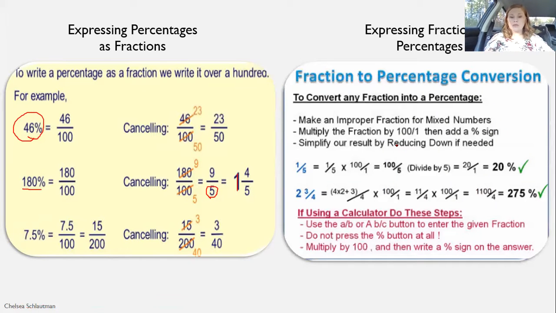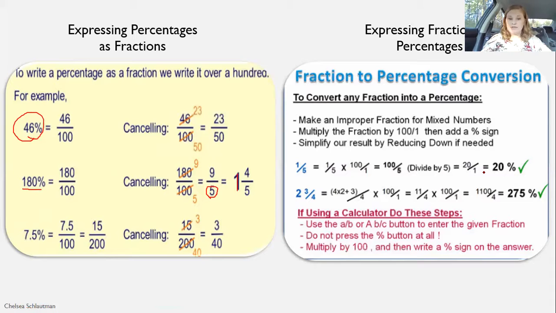And now we're going to do expressing fractions as a percent. This one is similar to what we just did, but instead we already have a fraction. So what we're going to do is multiply that fraction by 100 over 1. For 1/5 times 100 over 1, we'll get 100 over 5. And now we're going to simplify that. We're going to divide it by 5 because we know 5 will go into 100 20 times. So it's going to go down to 20 over 1, or 20%.